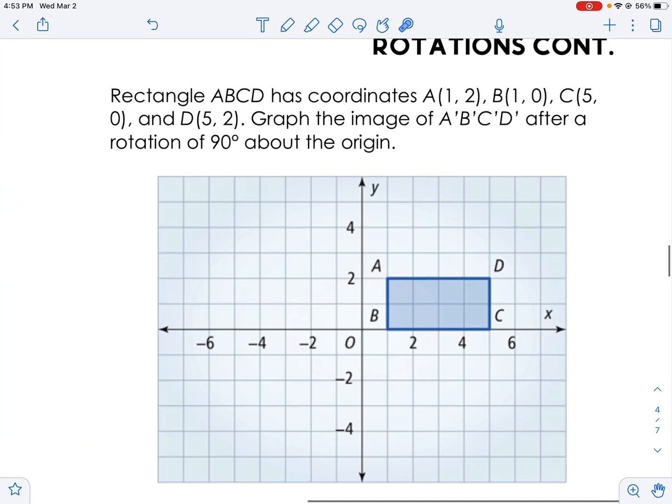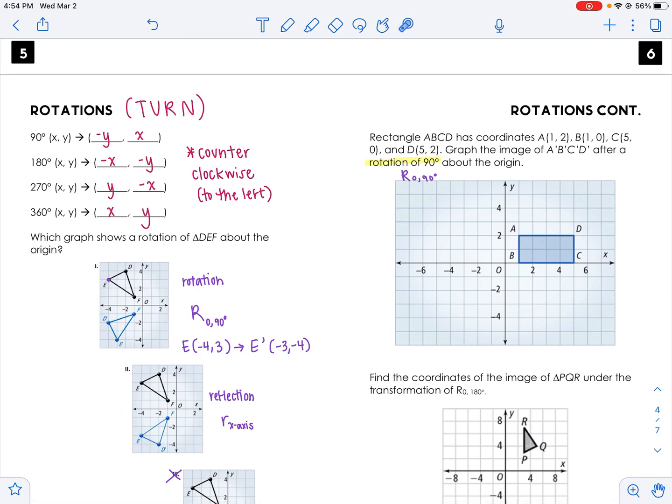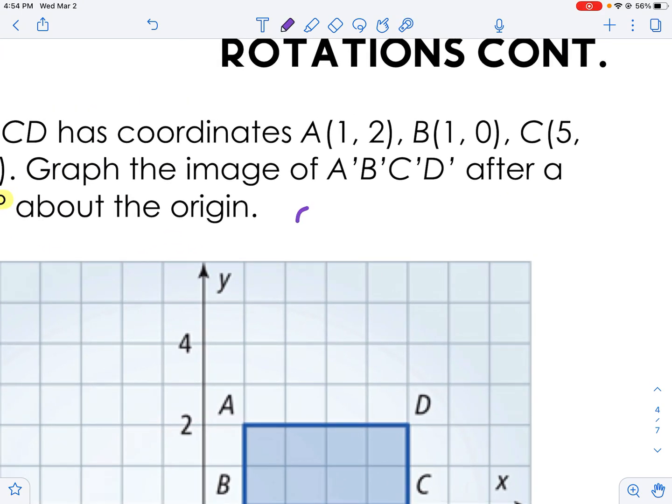So taking a look, this one says rectangle ABCD, and it shows us where our coordinates are at. And it's even given to us on the graph. It says graph the image of A prime, B prime, C prime, and D prime after a rotation of 90 degrees, which can also be written like what we just had, 0, 90 degrees with that capital R. So I'm going to go look at my formula for 90 degrees, and it goes from x, y to negative y, x.